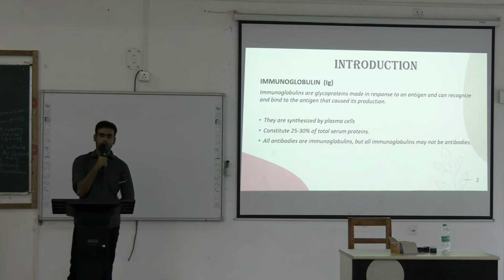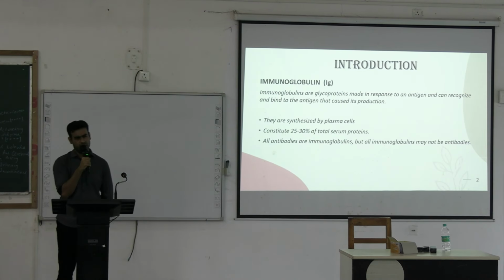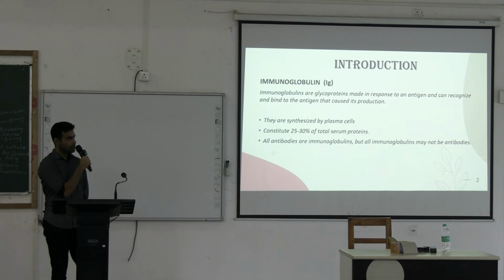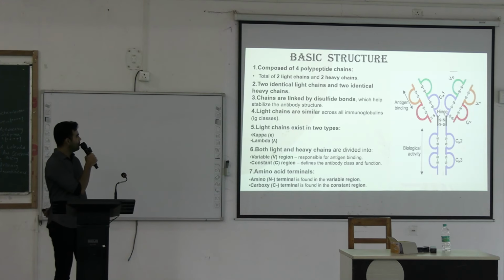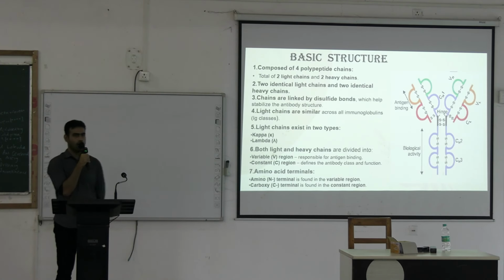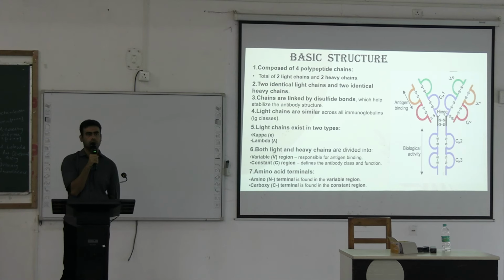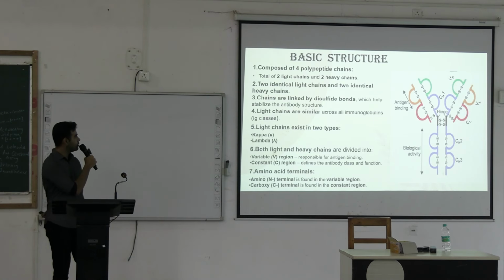For example, IgD, which acts as a mediator in B cell reactions, but is not usually involved in the antibody reaction and lysis of pathogens. So basic structure, typical antibody, which is composed of 4 polypeptide chains, total of 2 light chains and 2 heavy chains.